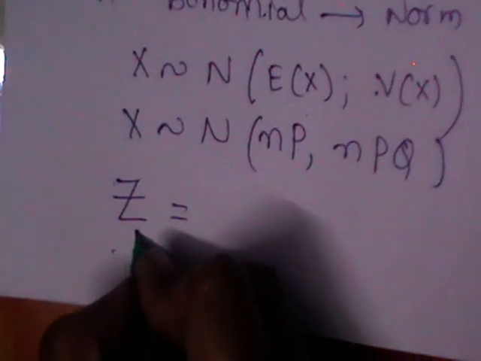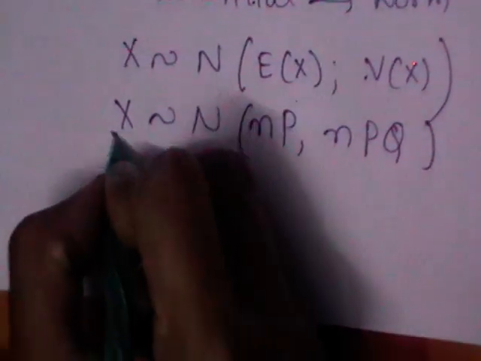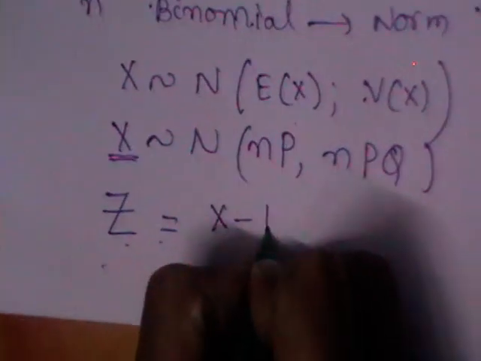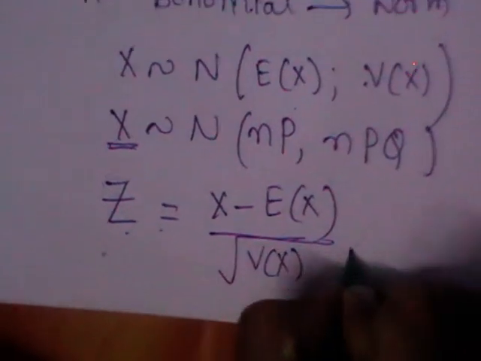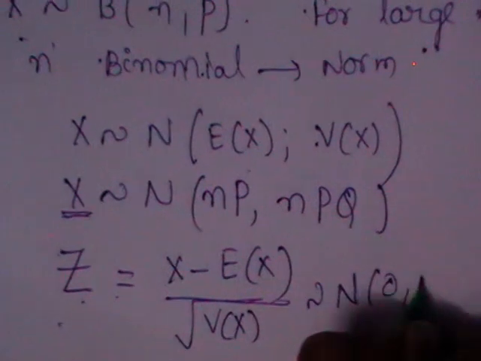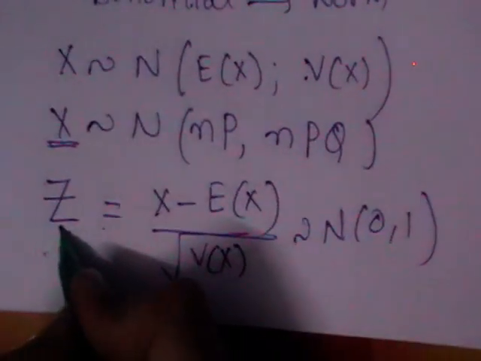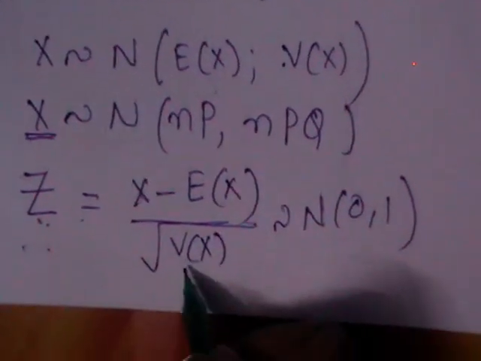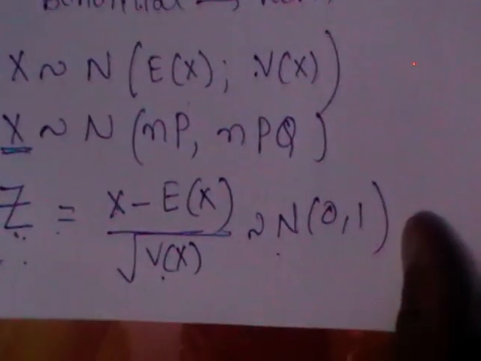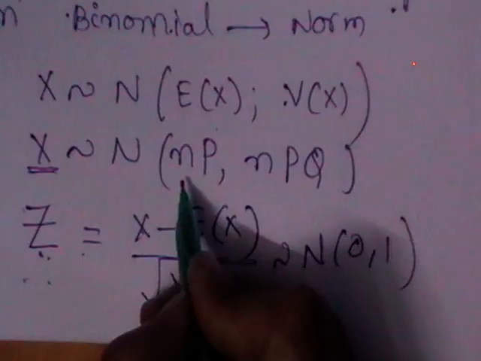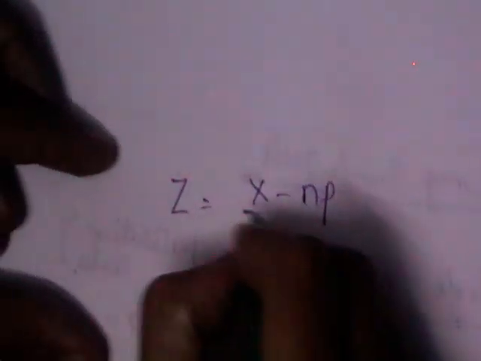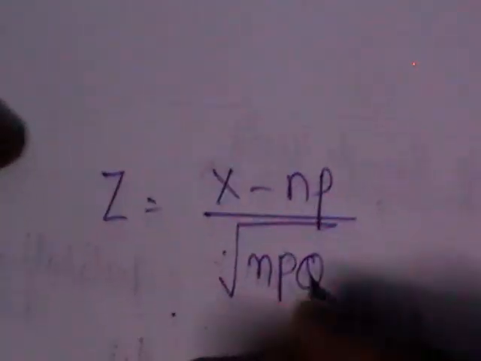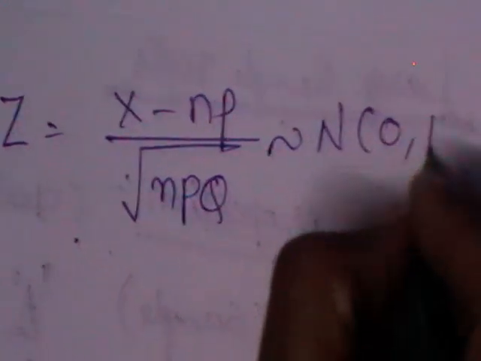Always the test statistic we indicate with Z. Z is equal to, here X is the normal variate, X minus E of X by root over variance of X. I think you know how to write the Z. Z as a standard normal variate, X minus mu by sigma, follows N01. E of X is same as mu. So what is mean here? Here mean is NP, variance is NPQ. You will get Z is equal to X minus NP by root over NPQ follows N01.